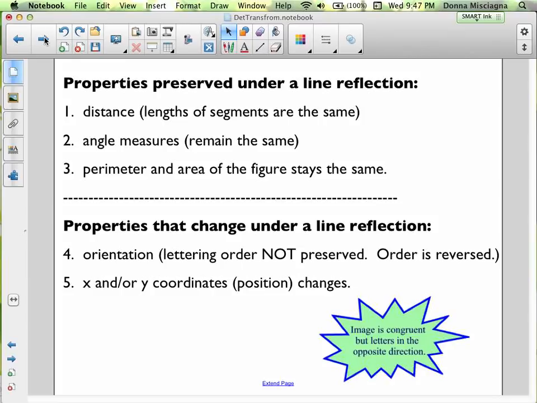Properties that change under a line reflection: orientation. So the lettering order is not preserved, it's going to be reversed. And the x and/or y coordinates, the position, will change. If we reflect over a horizontal line, the y coordinates will change. If we reflect over a vertical line, the x coordinates will change. If we reflect over a diagonal line, they'll both change. So for a reflection, the image is going to be congruent. The letters will be in the opposite direction.